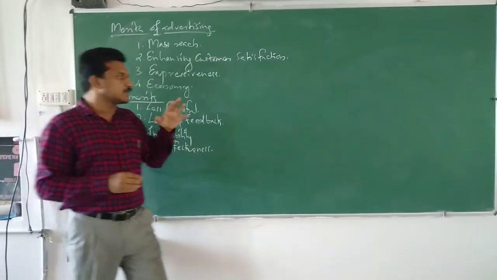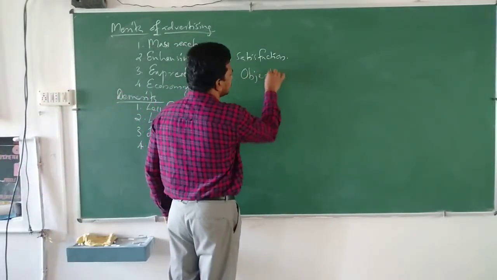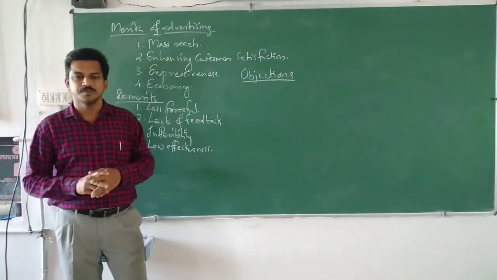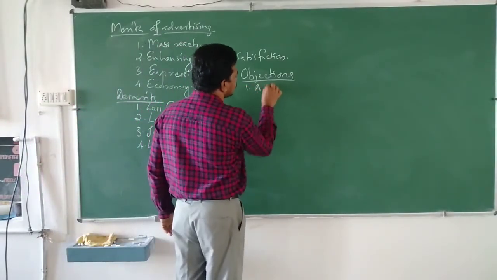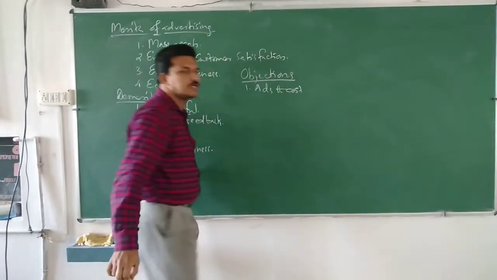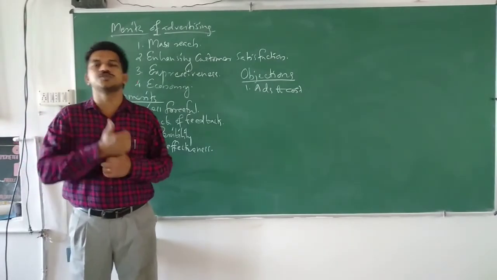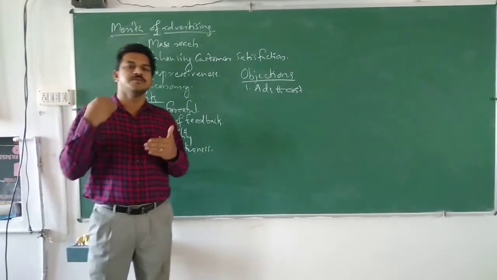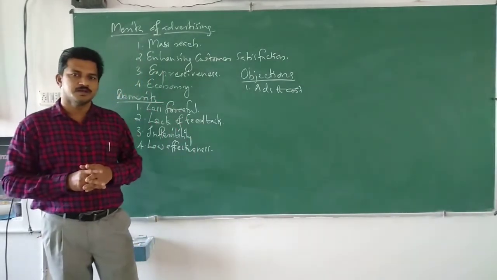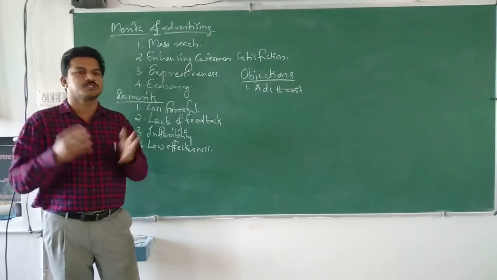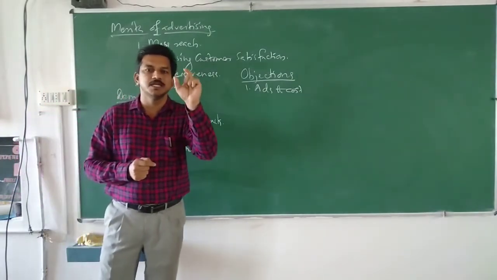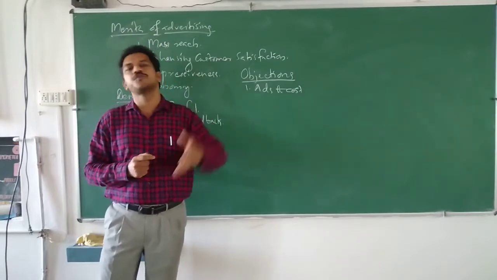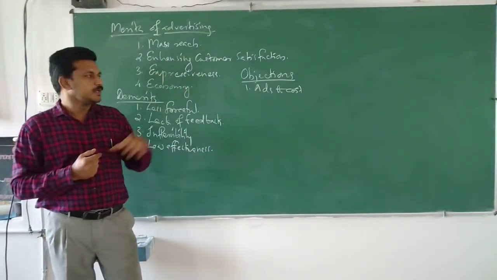Then there are certain objections. What are the objections to advertising? Advertising suffers some objections. Let us see which are. One is that it adds to costs. What does it mean? The marketer or the seller is giving an advertisement about a product, and that advertisement will be costly. A minute of advertisement on a television channel has to be paid for. The marketer has to pay lakhs of rupees according to the viewership of the channel. So it is that costly.